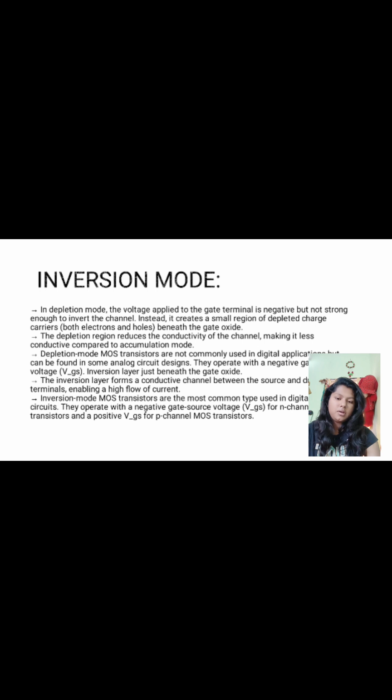In inversion mode, the voltage applied to the gate terminal is negative but not as strong as in the depletion mode. Inversion layer just beneath the gate oxide. The inversion layer forms a conductive channel between the source and drain terminals, enabling a high flow of current. Inversion mode MOS transistors are most commonly used in digital logic circuits. They operate with a negative gate source voltage VGS for n-channel MOS transistors and a positive one for p-channel MOS transistors.